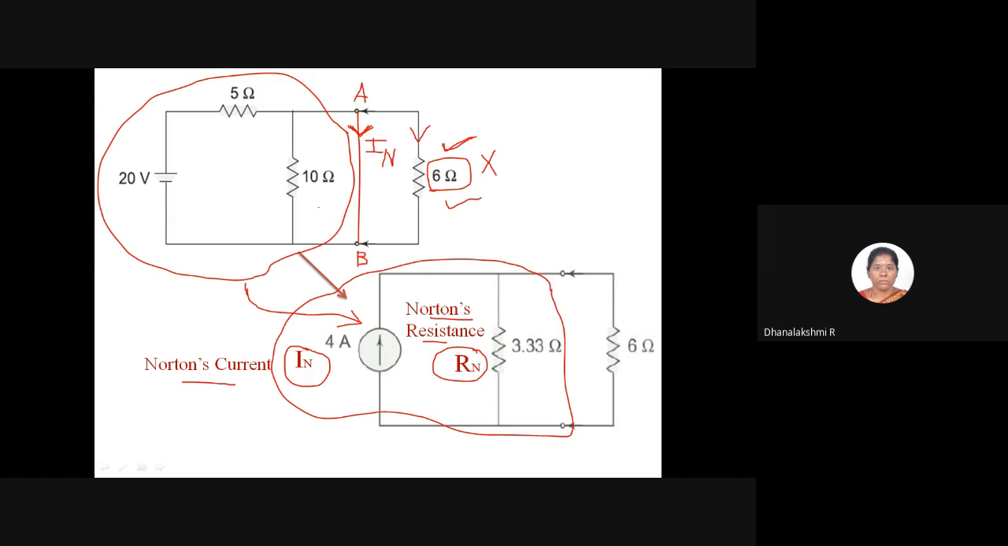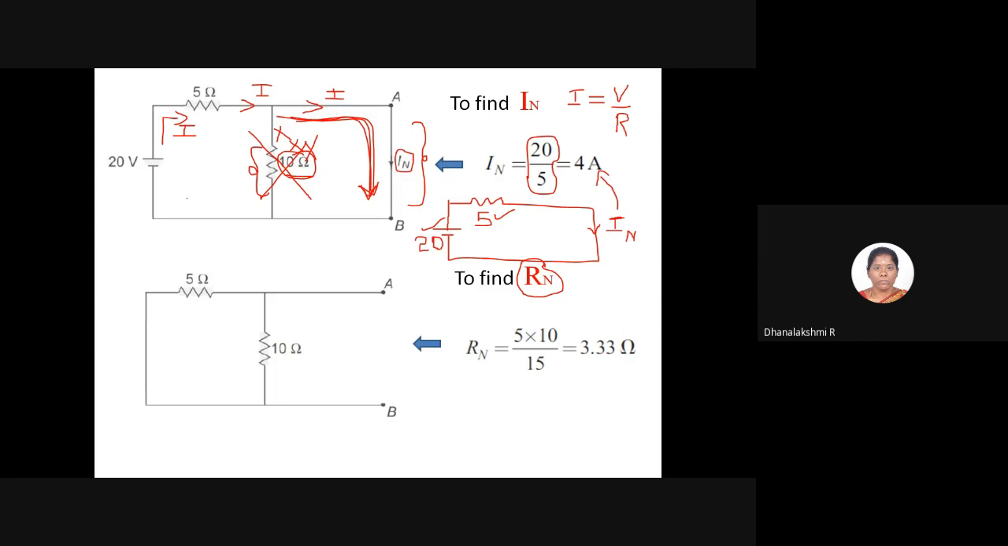That is, whenever we remove a voltage source, that should be made a short circuit, and whenever we remove a current source, that should be made an open circuit. So if you see this circuit, we are removing the 6 ohm and keeping the terminal AB open. Apart from that, the remaining portion of the circuit consists of this 20 volt source. So this is a voltage source. Once we remove this 20 volt source, we have to make a short circuit. That is what we have done here.